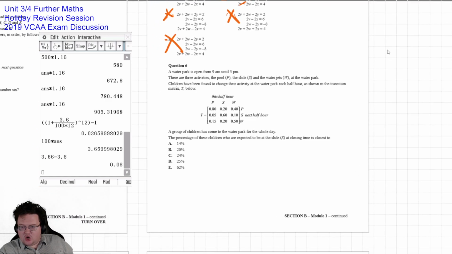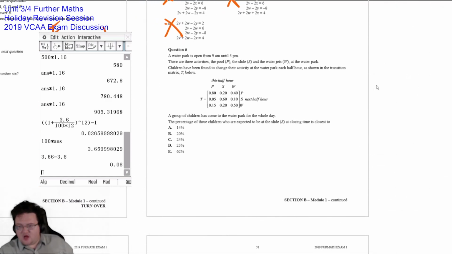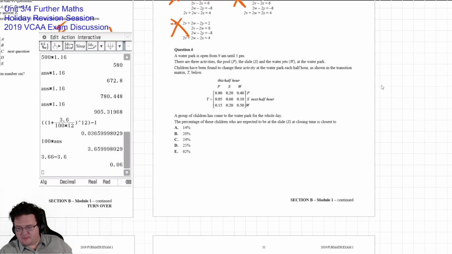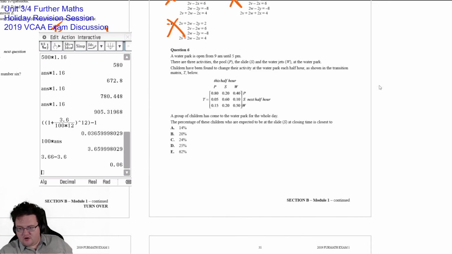A water park is open from 9 until 5. There are 3 activities: the pool, the slide, the water jets. Children have been found to change their activity each half an hour as shown on the transition matrix. A group of children has come to the water park for the whole day. The percentage of children expected to be at the slide at closing time. Jeez. Okay.